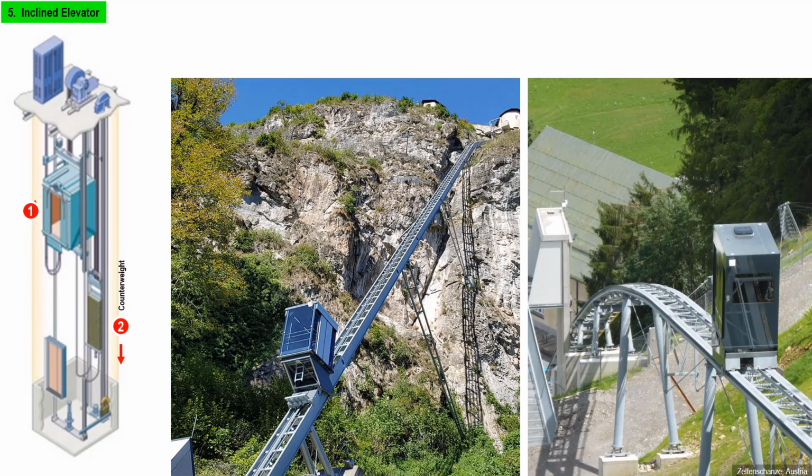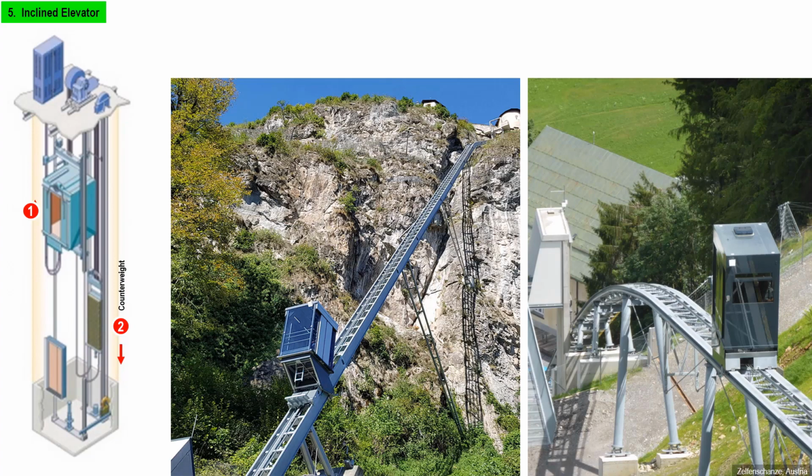This is an example of an inclined elevator in Austria. An inclined elevator is just like an elevator, except that it can travel in an inclined position. In some cases, an inclined elevator is cheaper than a vertical elevator to transport passengers between desired origin and destination.